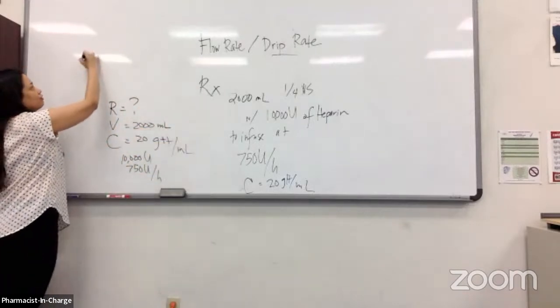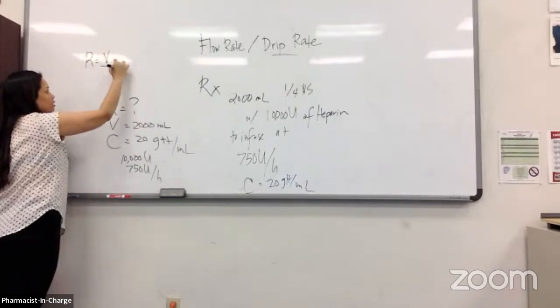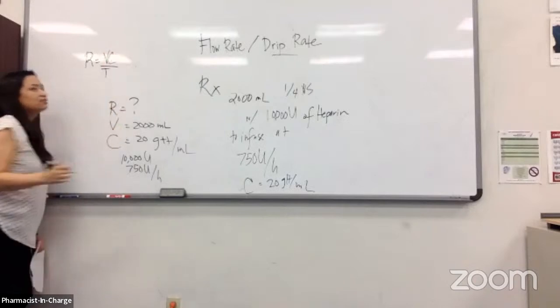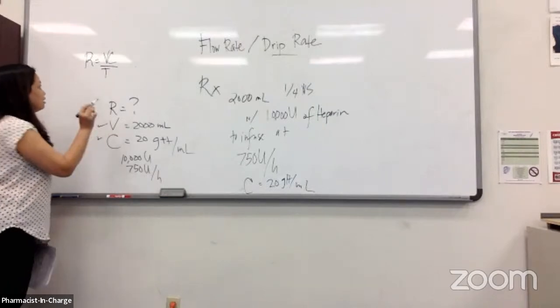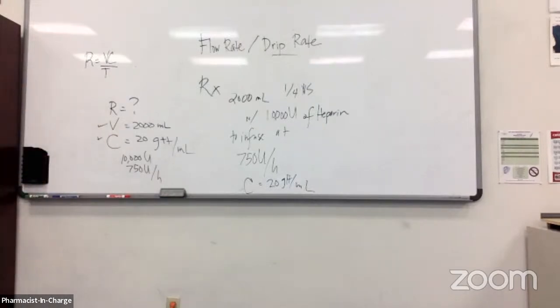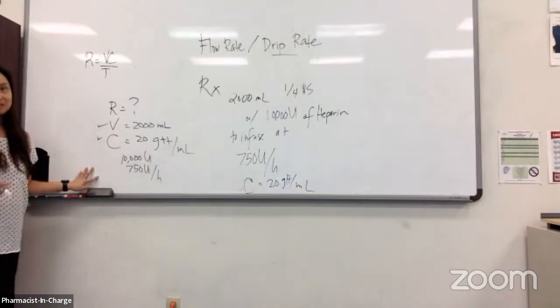Let's go back to the formula. R equals V over T times C. I'll just attach that there. It's easier to understand. Is that clear? But there's something missing. If I have a V and I have a C, I still don't have a time, correct? Technically, I don't have a time, but there are two numbers I can use to figure out the time.